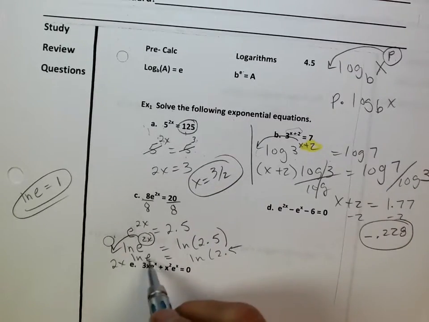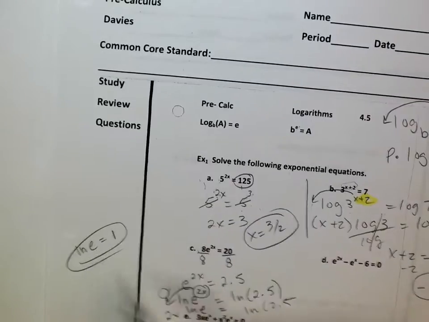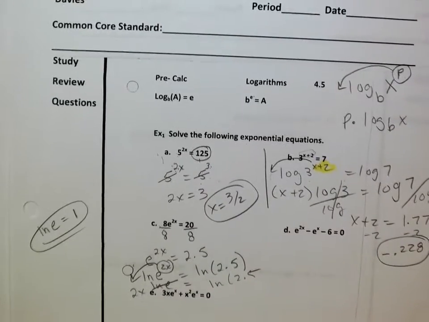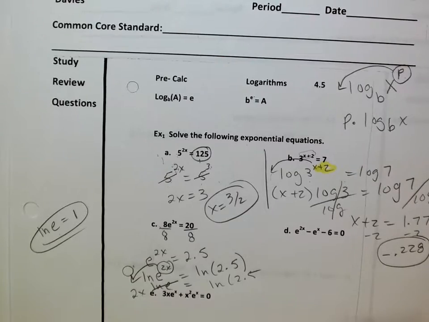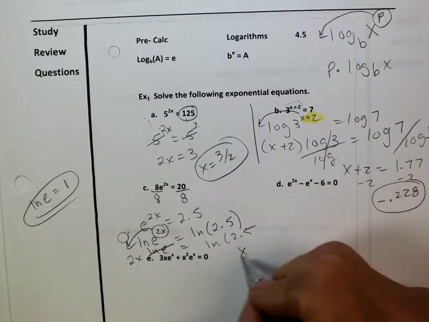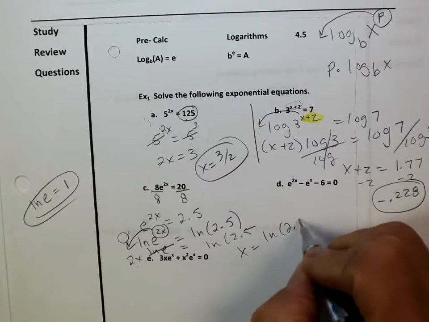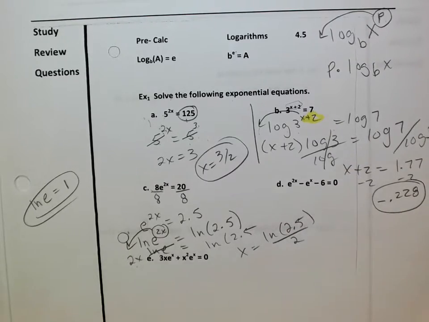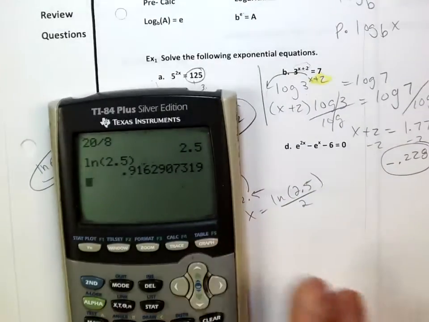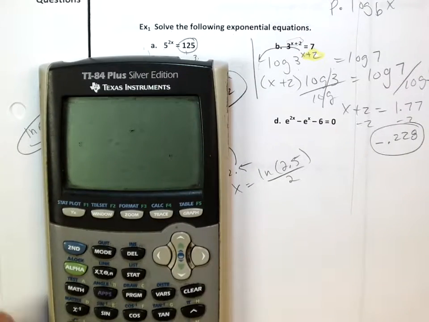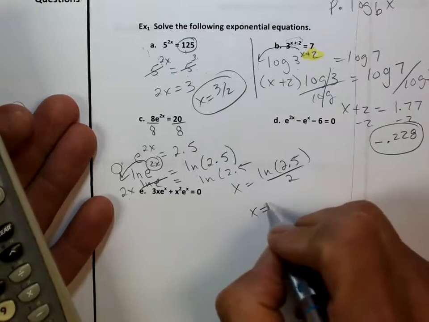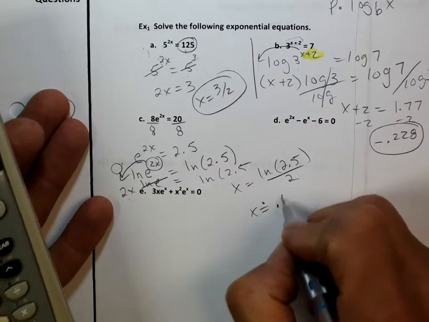Okay, now this ln of e is 1, right? It's just 1. We saw that right here, ln of e is 1. So I'm going to kind of cross it out because it's 1 and 2x times 1 is 2x, right? And then the last step, just divide by 2, x is equal to ln of 2.5 divided by 2. And so for accuracy, I'm just going to use my calculator. ln 2.5 divided by 2, and I get an answer of about 0.46, okay? X is approximately equal to 0.46, okay?